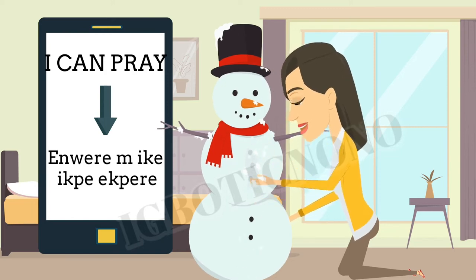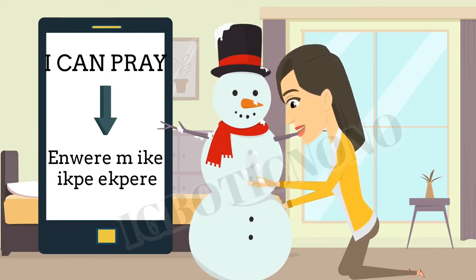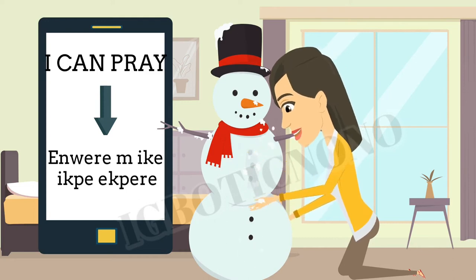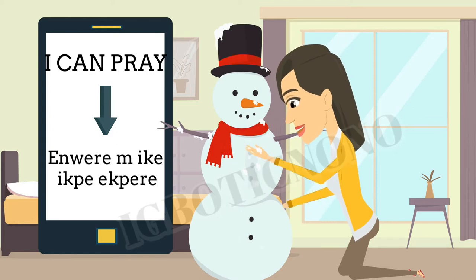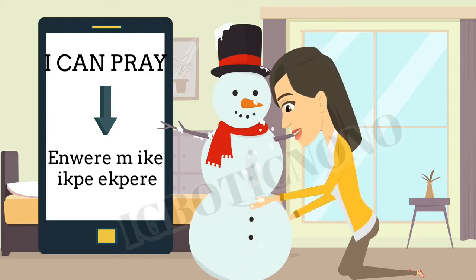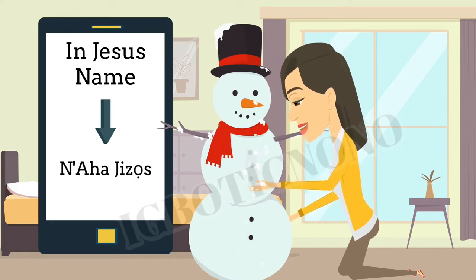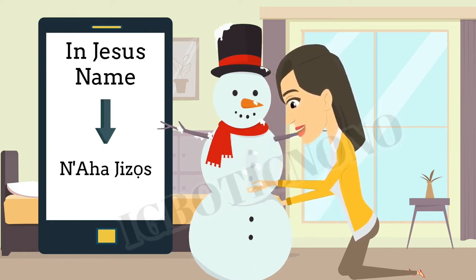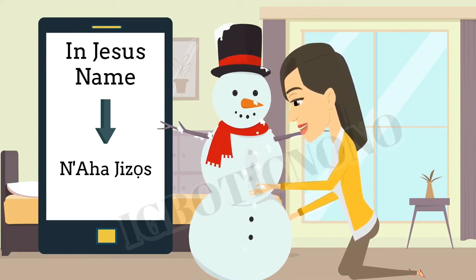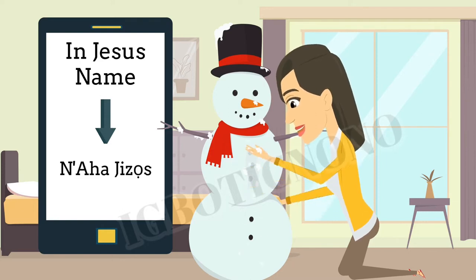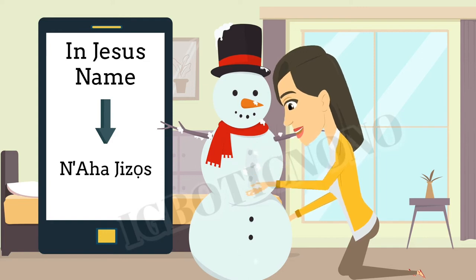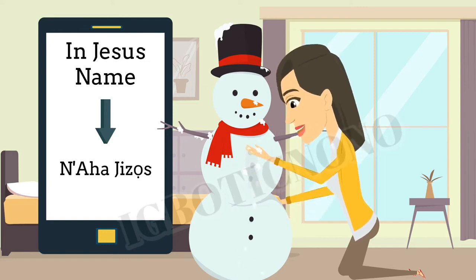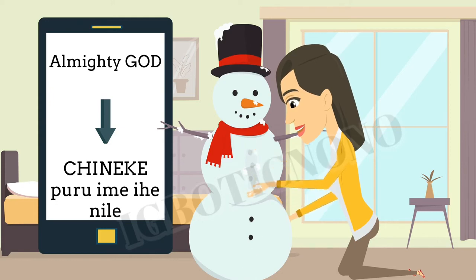So start with, I can pray. Enwerem ike ikpe ekpere. I can pray in Igbo means enwerem ike ikpe ekpere. So you start with, in Jesus' name. N'aha Jesus. Write it down. You know you start with in Jesus' name, so in Jesus' name is N'aha Jesus.